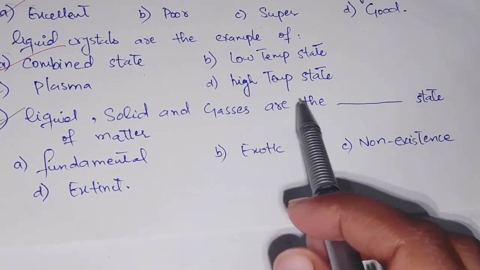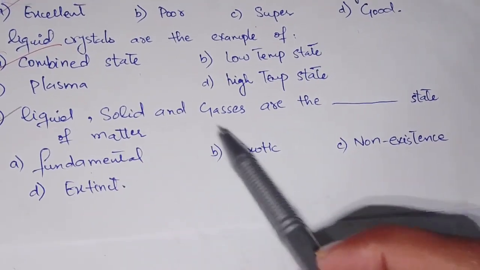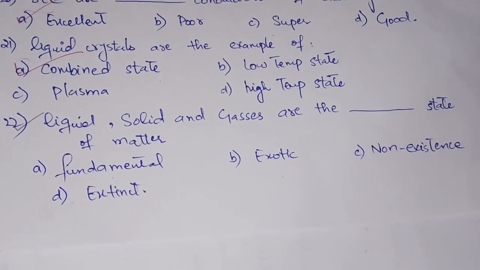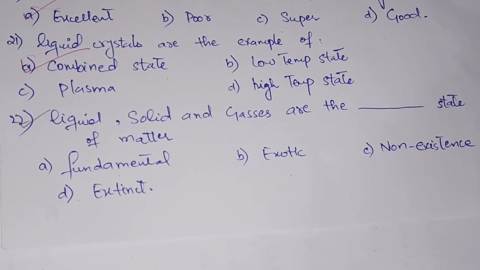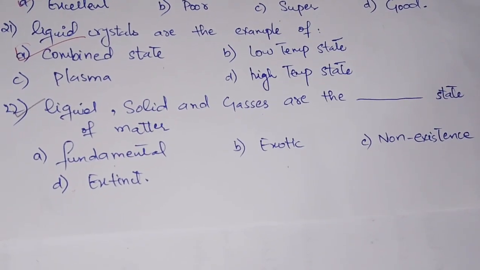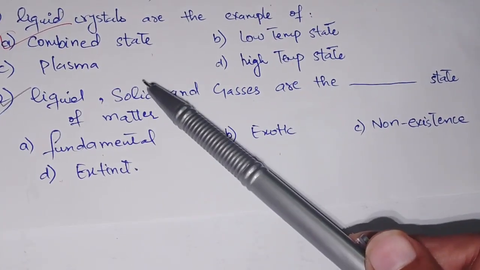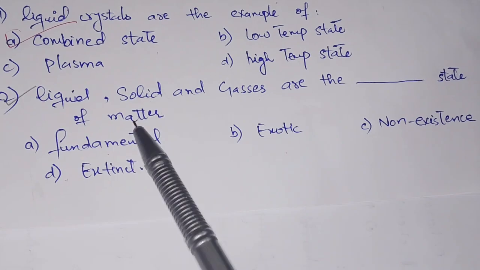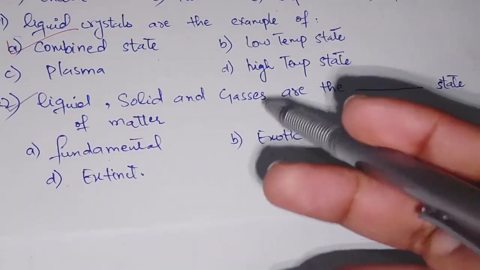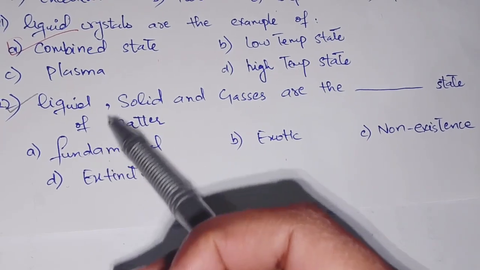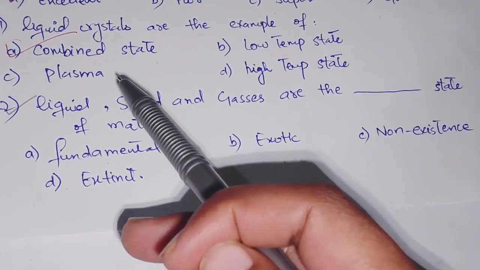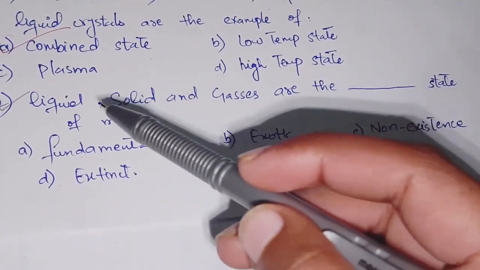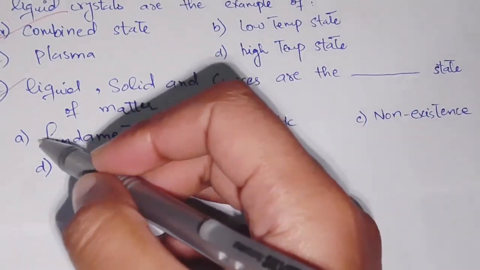Next we have: liquid, solid and gases are the dash states of matter. Option A is the fundamental, option B is the exotic, option C is non-existent, and option D is extinct, which is also a kind of non-existent thing. When we look at our daily life or our surroundings, we can see that everything exists in the phase of liquid, solid or gas. We cannot see anything left over beyond these three options. So it is the fundamental state of matter. So option A is the correct option.